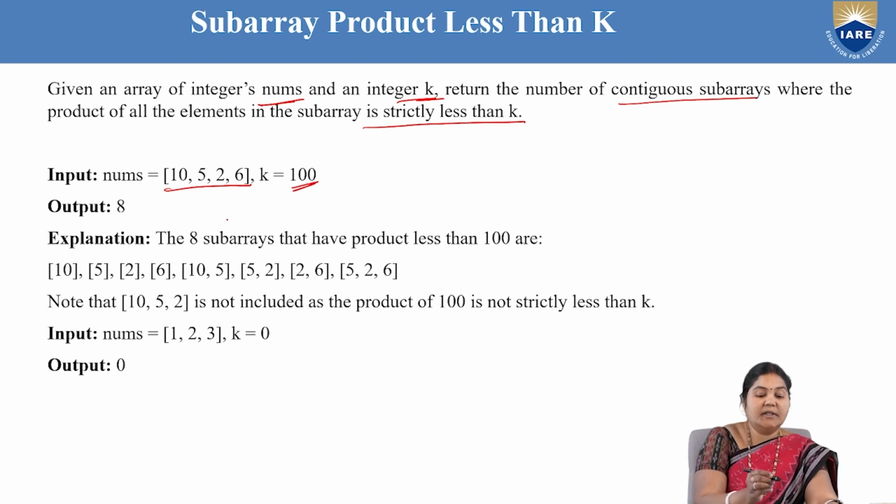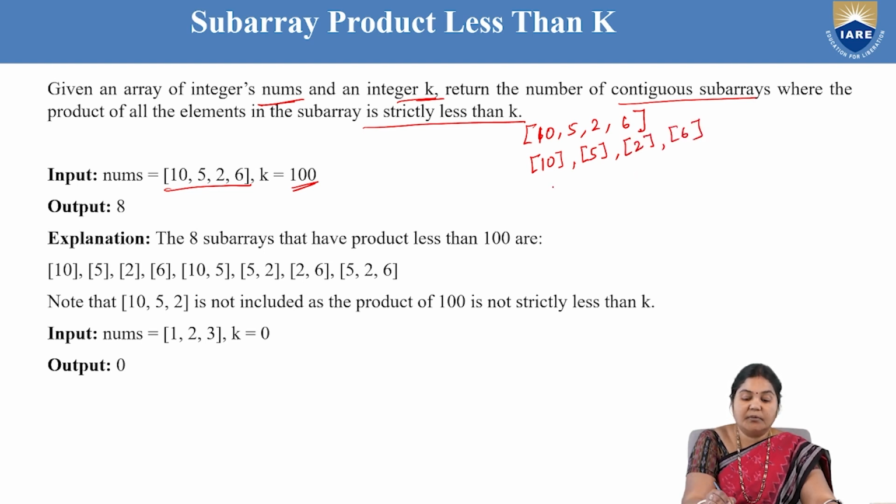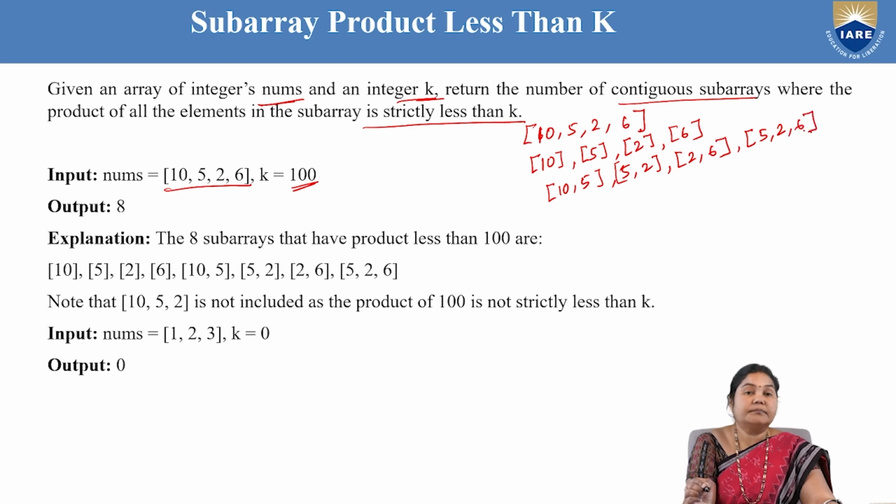So, how many subarrays are possible from 10, 5, 2, to 6? Individually, 10 is a possible subarray, single element subarrays, 5 is a subarray, 2 is a subarray, 6 is a subarray. Then you can combine: 10 comma 5 is a possible subarray, 5 comma 2 is possible, then 2 comma 6 is possible. Then the subarray 5, 2, 6 is also possible, right?